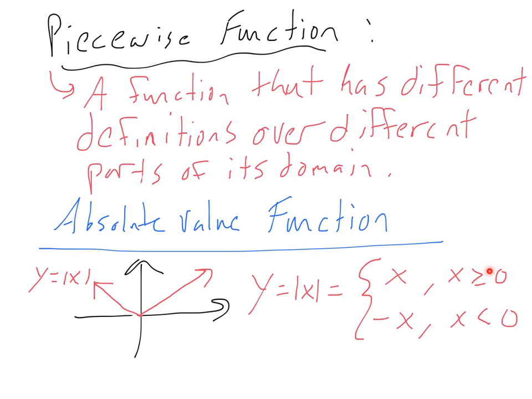When x is positive or 0, it behaves just like the function y is equal to x, right? This looks just like the function y equals x, slope of 1, goes to the origin, all that stuff. But when x is less than 0, it behaves just like the function negative x, right? Goes through the origin, but has a slope of -1. And so this is an example of a piecewise function.